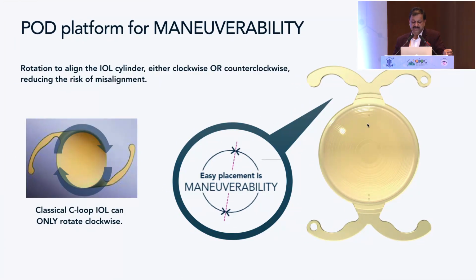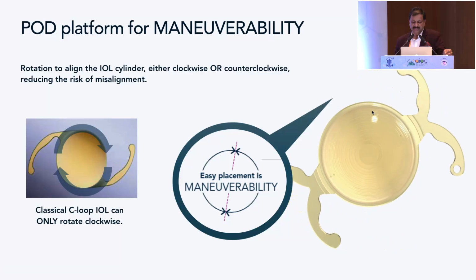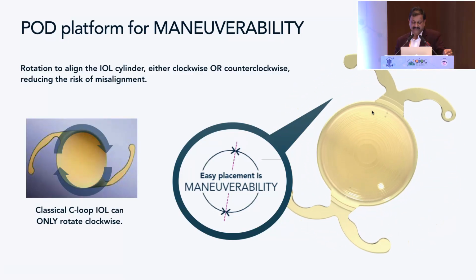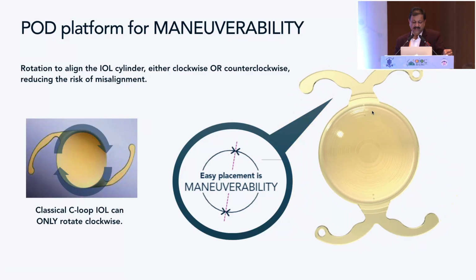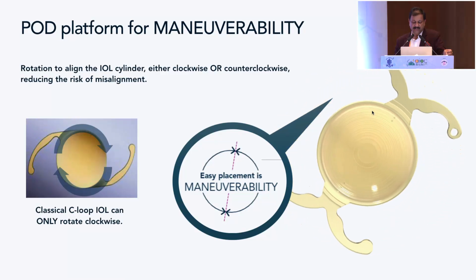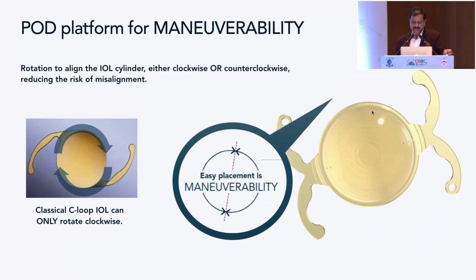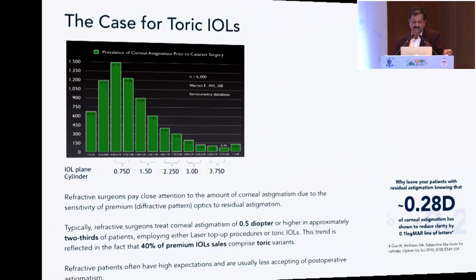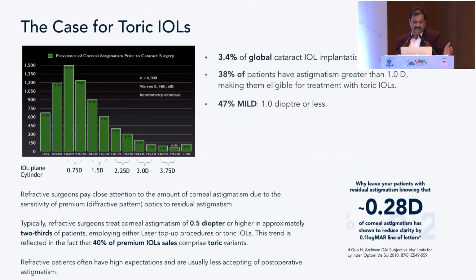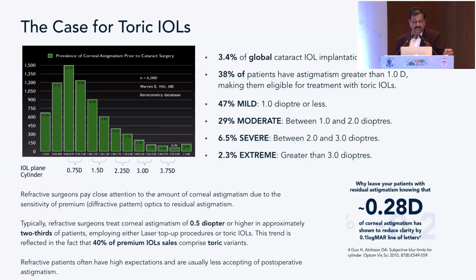So with the C-loop design, you always tend to rotate it in a clockwise fashion, but this actually ensures that you can rotate the lens in either way. So quick maneuverability is very important here. At the same time, it gives you that kind of rotational stability because the area of contact with the bag is very high. So it is available in toric lenses also on the toric platform, and the toricity lies on the posterior surface of the lens.